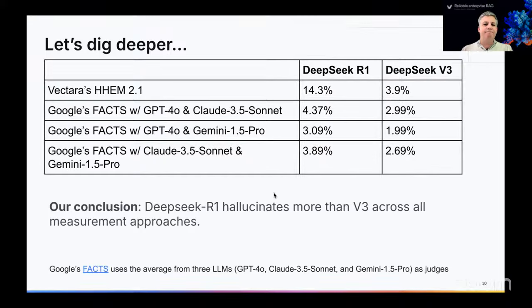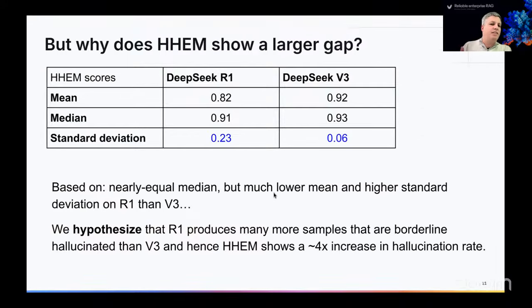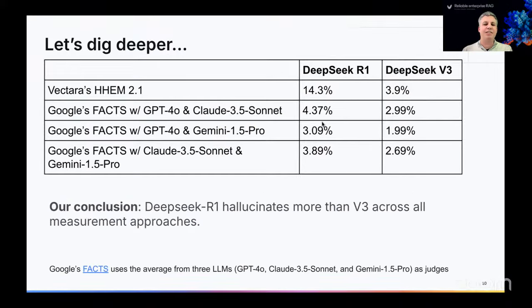Now, why does HHEM show a larger gap, right? We see that this is 14% and this is higher, but not that much higher, right? And so there's a lot of other criticisms on the web on using LLMs for these kind of tasks.